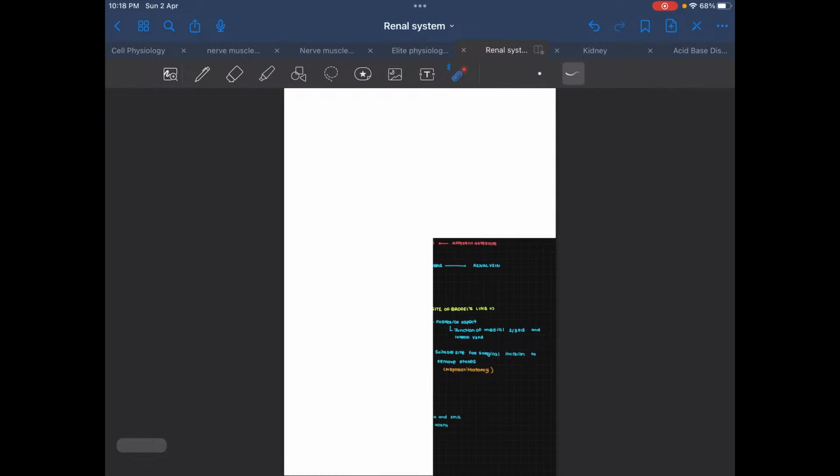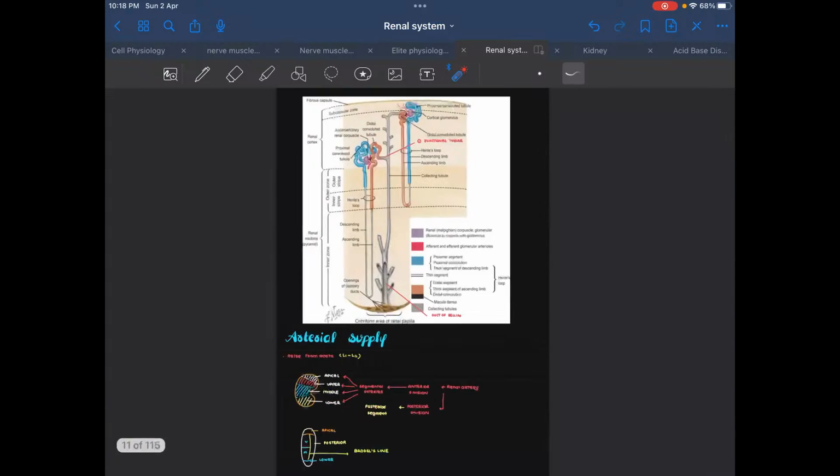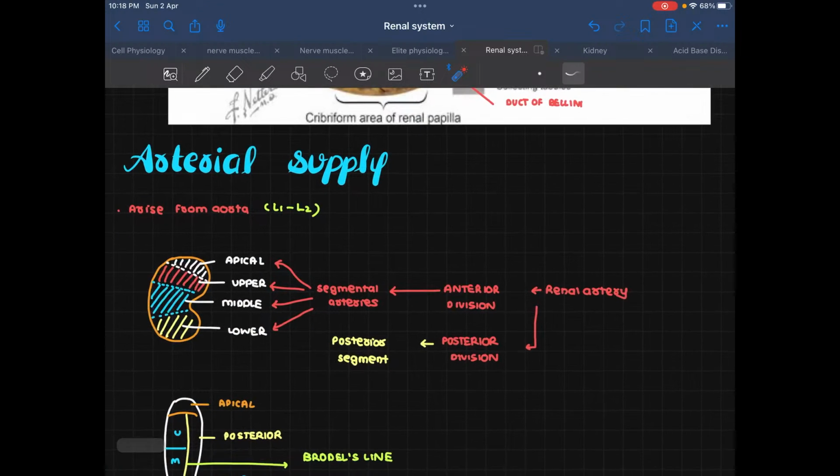A very important thing is the arterial supply. We should not forget the arterial supply of the kidney. Here is the structure of the kidney, and the arterial supply arises from the aorta at the L1, L2 level. Whenever the renal artery arises, it gives two divisions: the anterior division and the posterior division. Later on, these form the segmental arteries, which supply the different segments of the kidney. What are the different segments? We have the apical, upper, middle, lower, and posterior segments of the kidney, right?